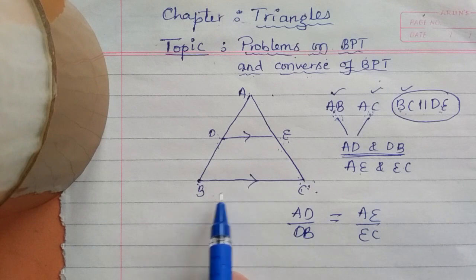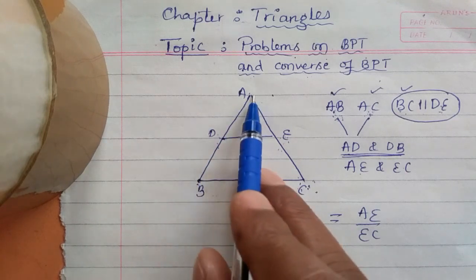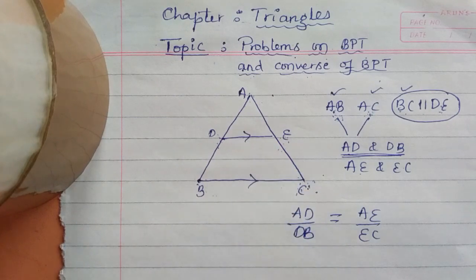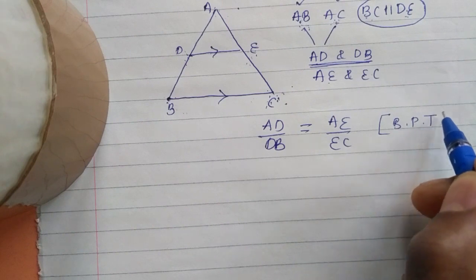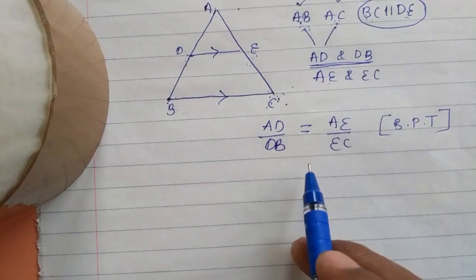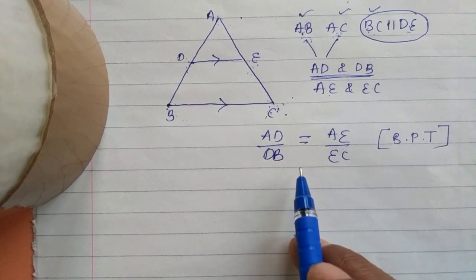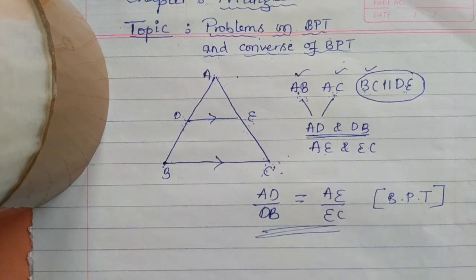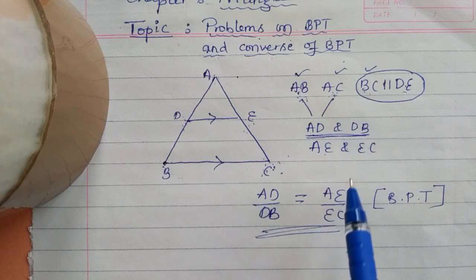So BC is not divided because DE is drawn parallel to BC. For one side we draw a parallel, and the other two sides are divided in equal ratio. That is, AD by DB is equal to AE by EC. This is called BPT. To prove this, refer to my last class, in which the BPT result is proved. For any triangle, you have to use the same concept.